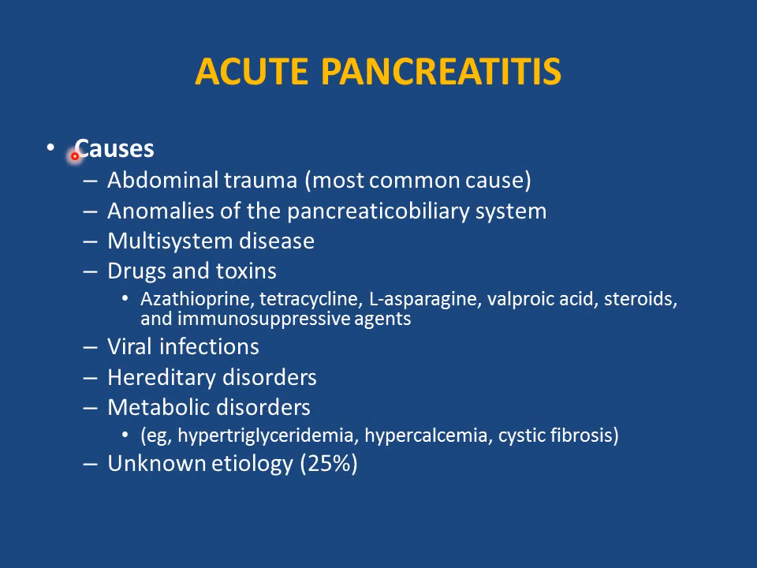Acute pancreatitis. Causes of acute pancreatitis: abdominal trauma is the most common cause in pediatrics. For example, blunt trauma like car accidents or child abuse or bicycle accidents where the handlebar hits the abdomen. Anomalies of the pancreatobiliary system, multi-system disease, drugs and toxins, for example azathioprine, tetracycline, L-asparaginase, valproic acid, steroids, and immunosuppressive agents. Viral infection can cause pancreatitis. Hereditary disorders, metabolic disorders like, for example, high level of triglyceride, hypercalcemia, cystic fibrosis. 25% of the etiology is unknown.